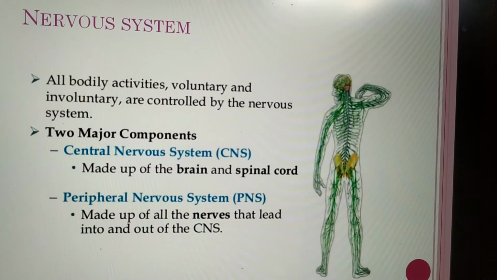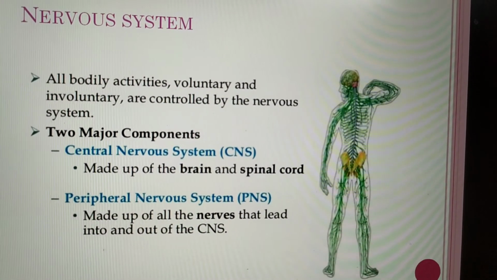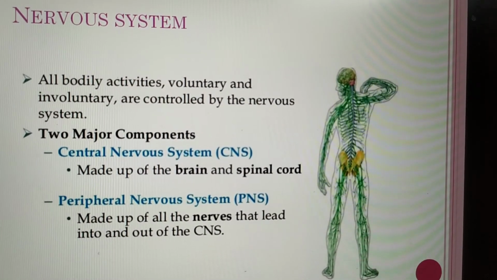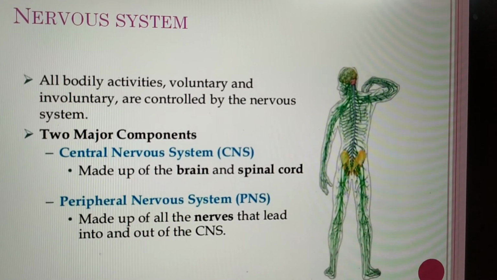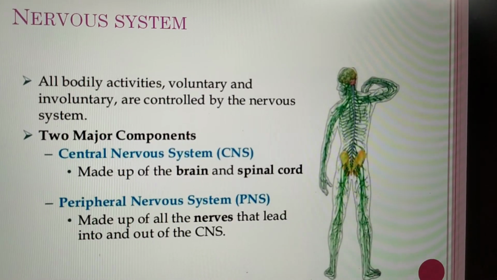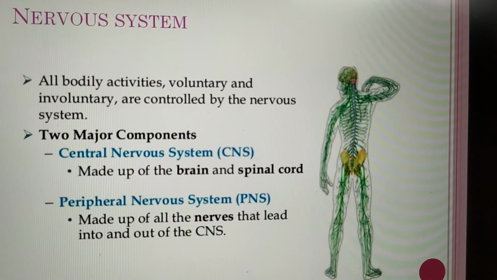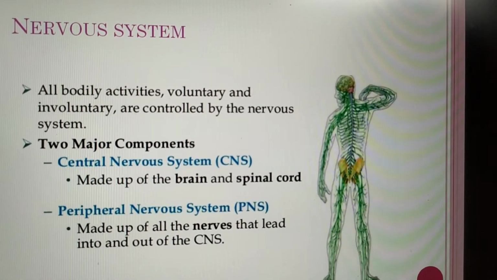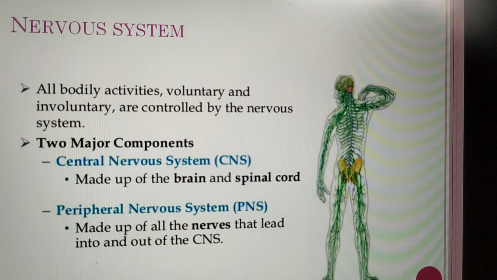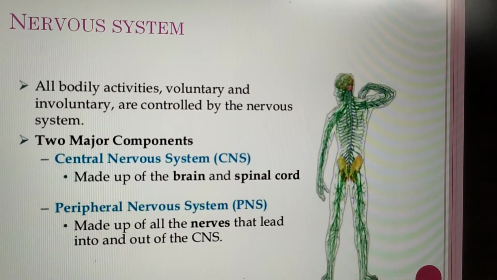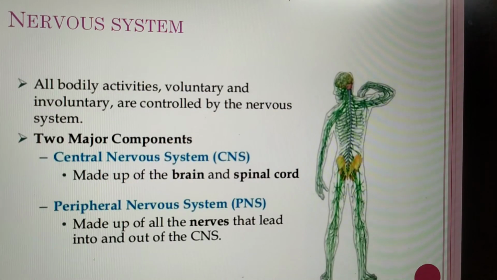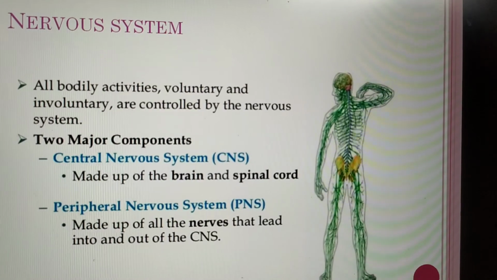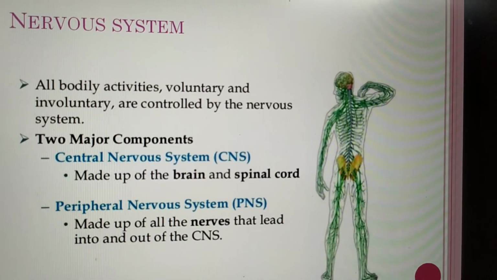So now we will start with the main topic, the nervous system, in which we will study the central nervous system and peripheral nervous system. All bodily activities, voluntary and involuntary, are controlled by the nervous system. What do you mean by voluntary? Voluntary means on our own will. If we wish to read a book, we will ourselves open a book and start reading. Involuntary means all those actions which are taking place inside our body and which are not under our control, like beating of the heart.